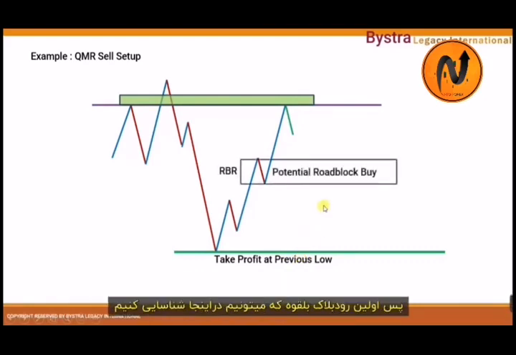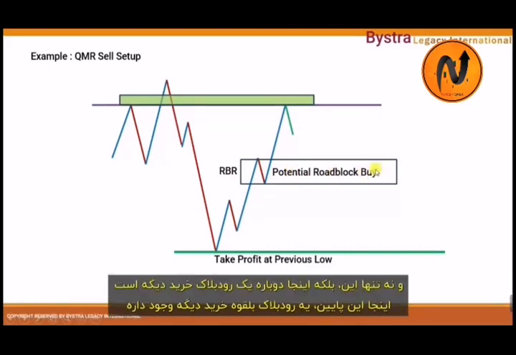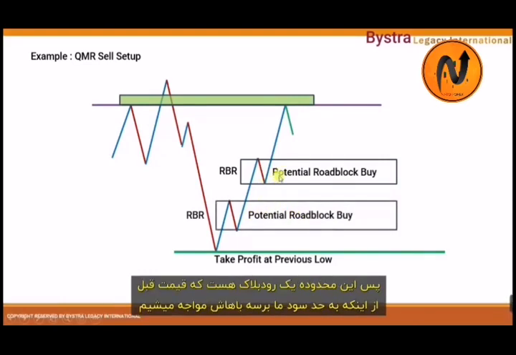The first potential roadblock we can identify here is the demand zone. One of them is the rally-base-rally. So rally-base-rally is a demand zone. So this is a roadblock to buy. And not only that, there's another roadblock again. Here, at the bottom, there's another potential roadblock buy. So this area is the roadblock that we are facing before the price reaches our take profit.